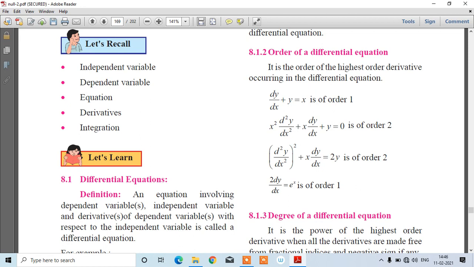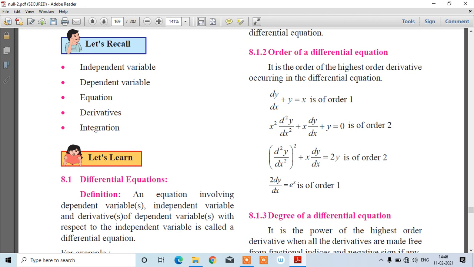The highest order derivative occurring in the differential equation is called the order of a differential equation. So in this case, dy by dx plus y is equal to x, the order is 1. Similarly, if the differential equation is given as x square into d square y upon dx square plus x into dy by dx plus y is equal to 0, in this case the order of the differential equation is 2, because the second order derivative is included here.